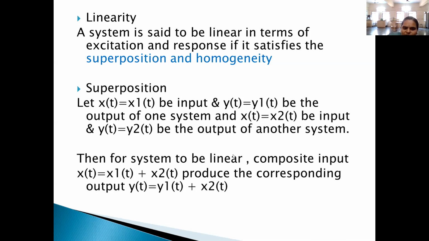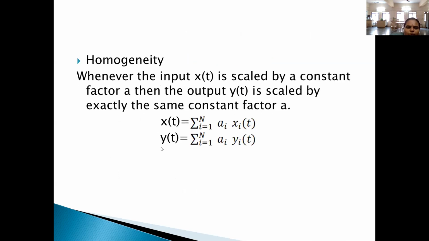Then for the system to be linear, the composite input, if I add two functions, that is x of t equals x1 of t plus x2 of t, the output is y of t equals y1 of t plus y2 of t. Here it is y2 of t, small correction. This is your superposition.